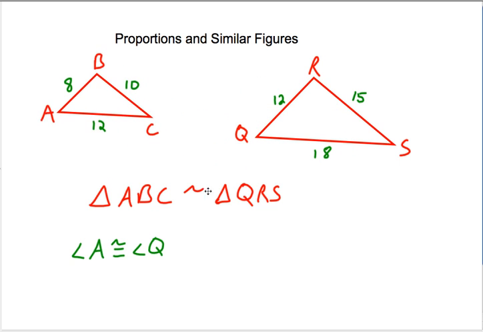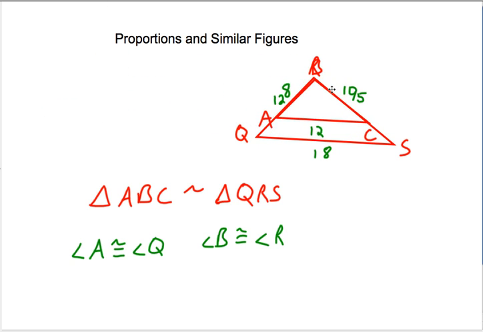It also means that the second letters have congruent angles. So angle B should be congruent to angle R. And what we mean by congruent angles is that they have the same measurement. So I'll match those up. B and R have the same measurement.